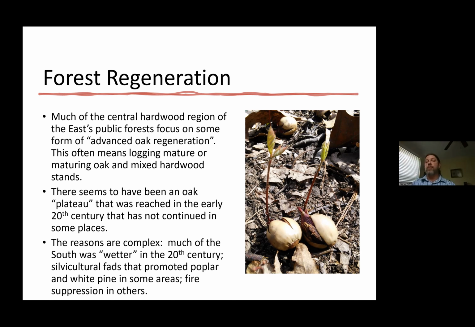Although the reasons why we may not have quite as much oak regeneration, at least in this blip of time, are quite complex and really worthy of a whole study to themselves that I wish we had time for, but we don't. But it is covered more in the more in-depth version of the presentation on our site.